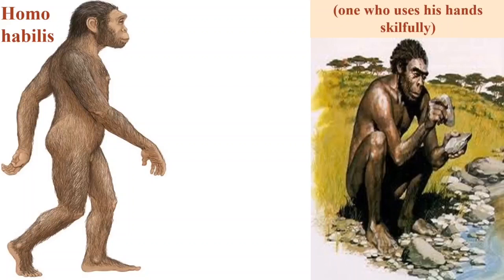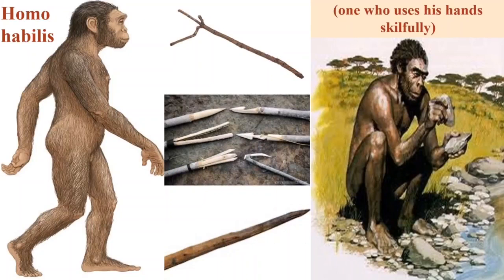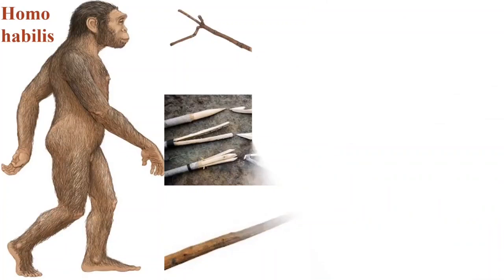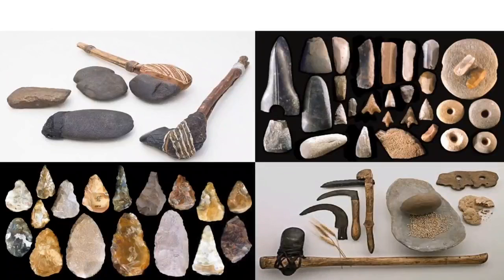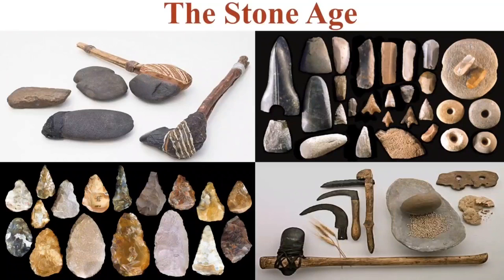But did they only make stone tools? No, they made tools from other materials as well. But since twigs and sticks decompose and are destroyed easily, we do not find any tools made from them. Of the tools made by humans thousands of years ago, only the stone tools can be found today. So, the period from which mainly stone tools are found is called the Stone Age.